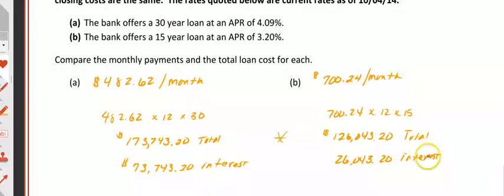And the interest that you would pay on that second loan is $26,043.20. So comparing those two over the lifetime of the loan, you can see incredible savings going with the 15-year loan. I mean, if I subtract those two, I'm basically saving close to $50,000.